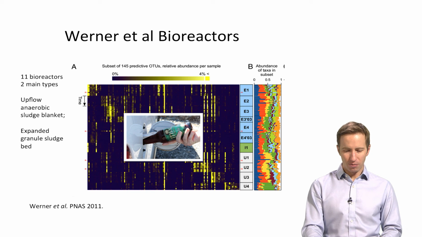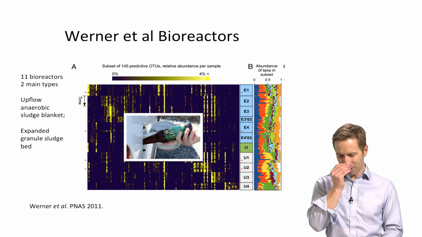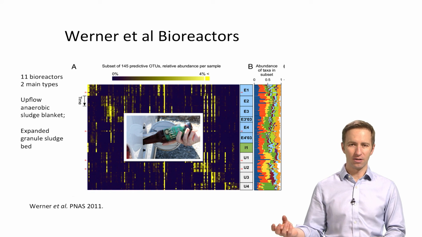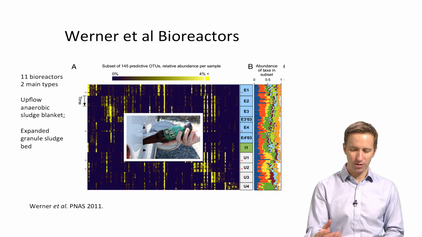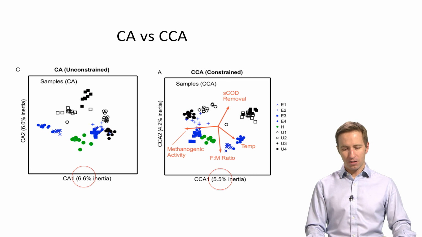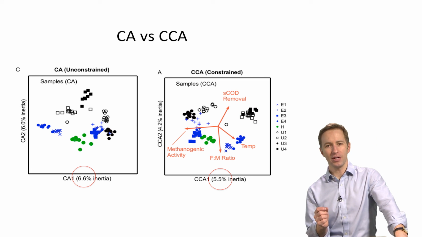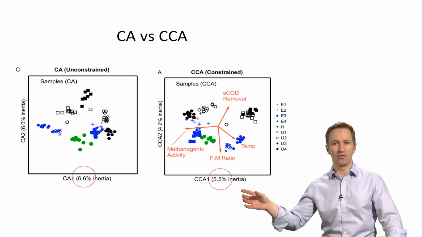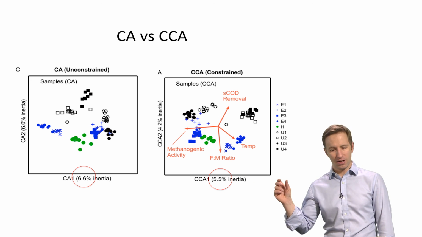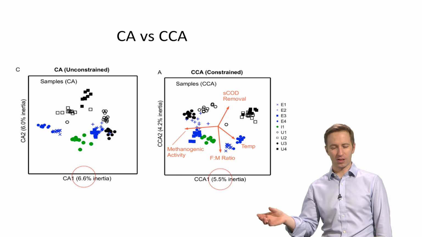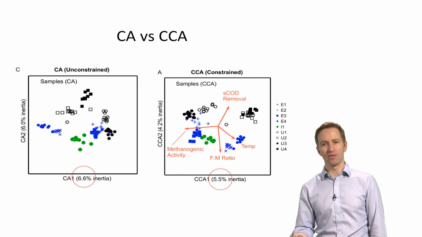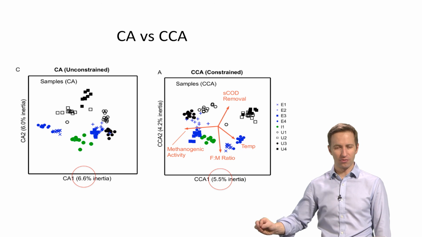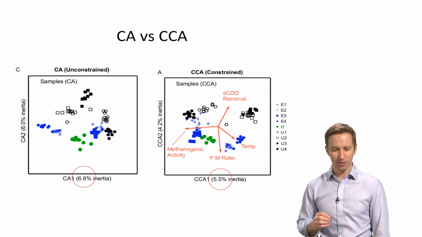What I wanted to show you was that this paper actually has a number of examples of doing ordination, unconstrained ordination or constrained ordination. And we explicitly used this comparison where we show correspondence analysis of all of the samples. And in this case, we were able to explain 6.6% of all of the variance in the data set. And here you see the nice clustering of the different bioreactor samples.